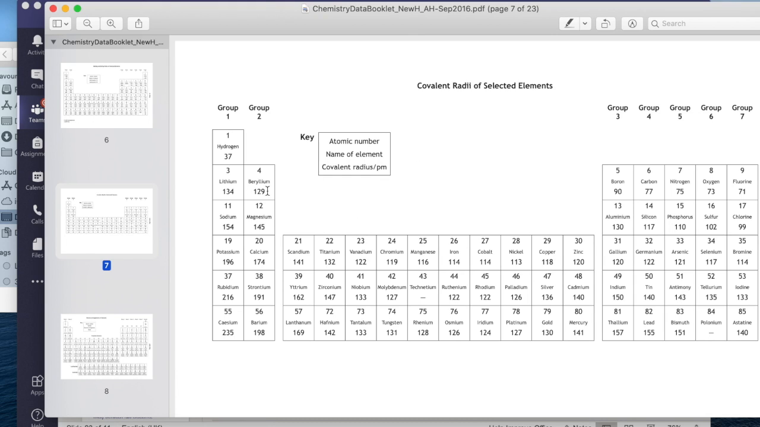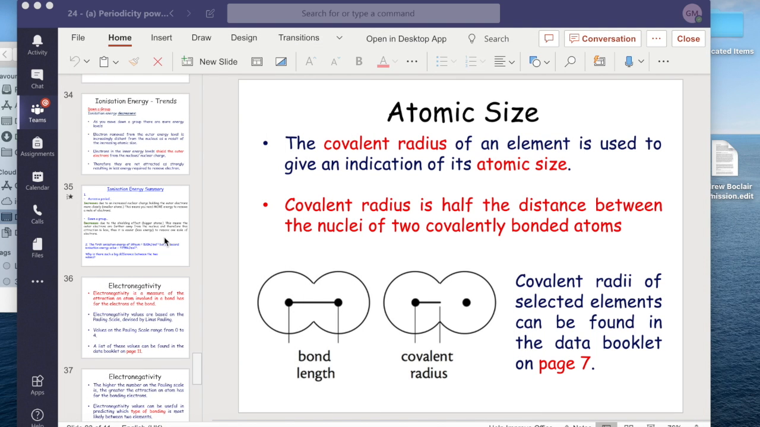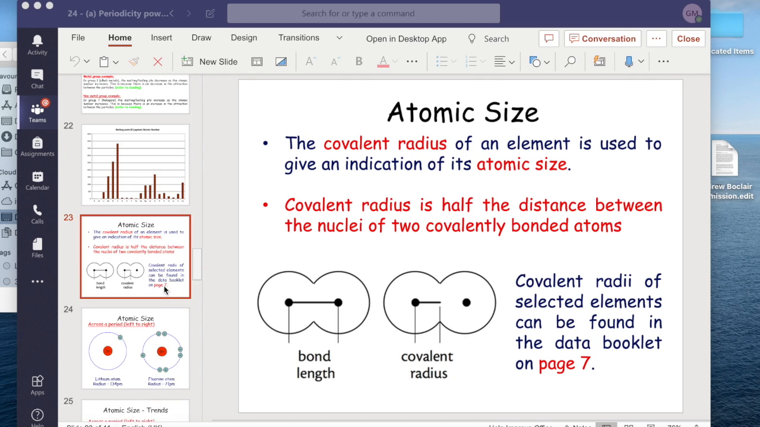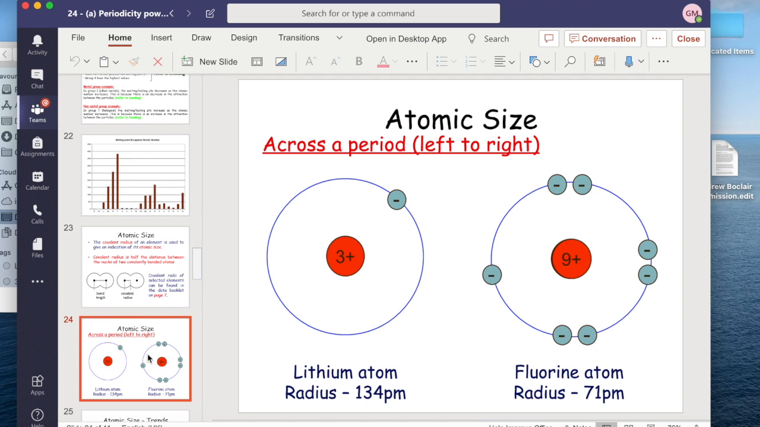You can see that it changes across a period. It's decreasing from lithium across to fluorine, and it increases generally down a group. I want you to find out why that happens this week. So that is atomic size. I'm going to skip through this because you're going to read through it in more depth than me.